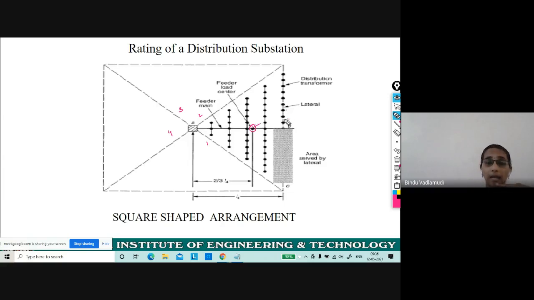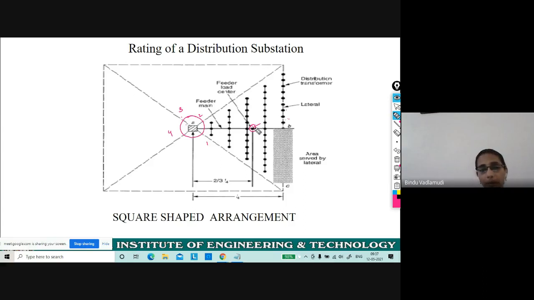So can I say the rating of the total substation is equal to the rating of the individual feeders? The rating of feeder 1 plus feeder 2 plus feeder 3 plus feeder 4 gives you the total rating of the substation. Is it not? So how will you calculate the feeder rating?